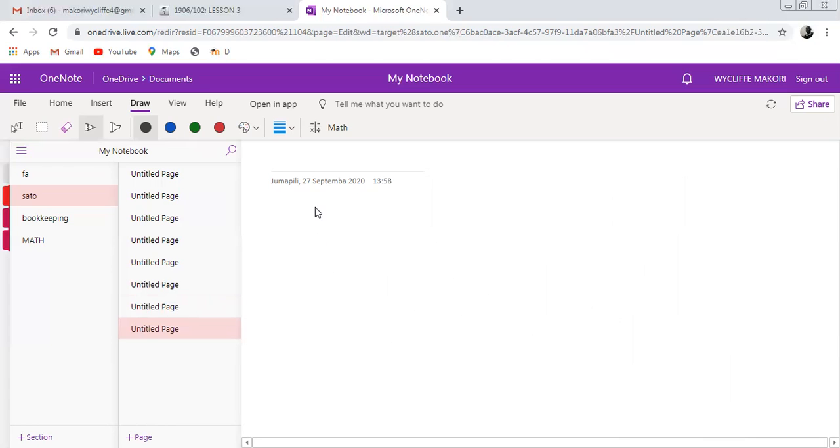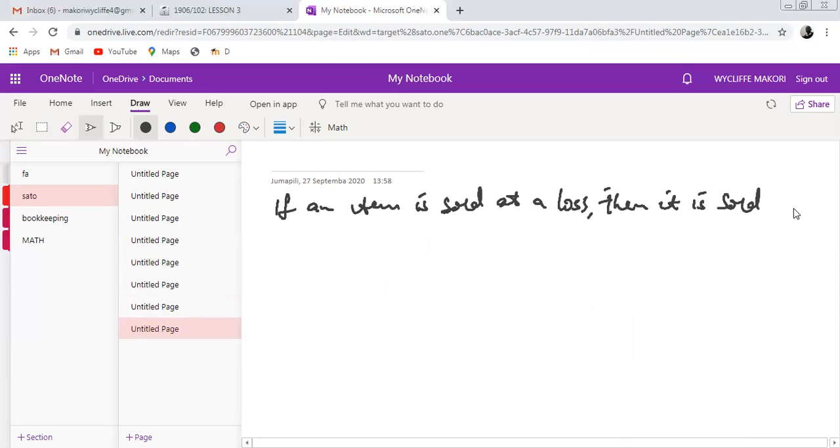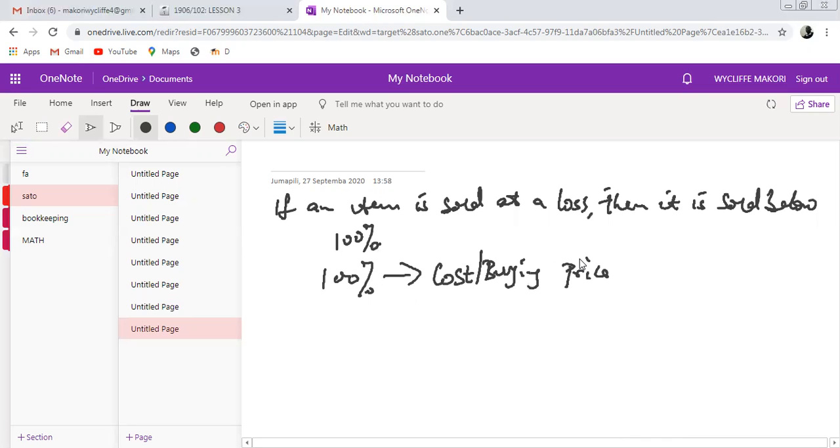Similarly, if an item is sold at a loss, then it is sold below 100%. Remember, 100% is equivalent to the cost or the buying price. And at this price, there is no profit or loss. If it is sold below 100%, then there is loss.